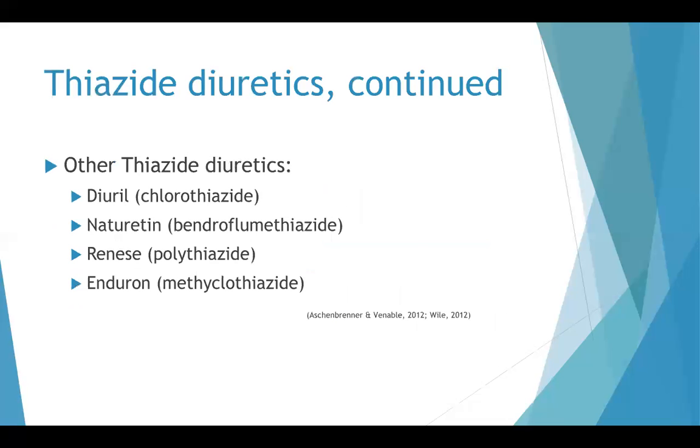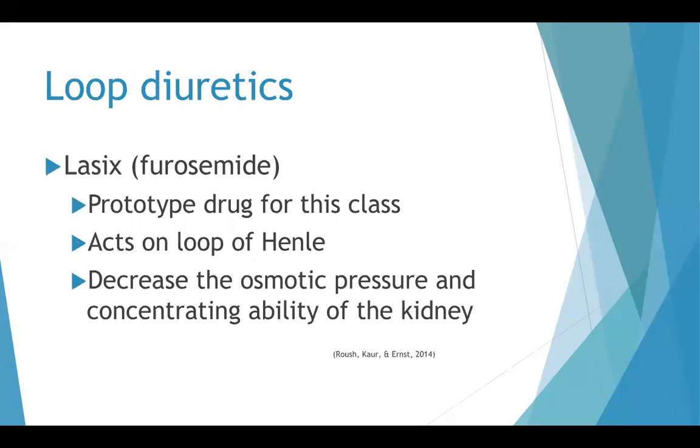So some other drugs that are part of this category: Diuril, Natrecor, Renese, and Enduron. And you see the difference there. The brand names are capitalized and the generic names of the drugs are not capitalized. And again, they're pregnancy category C drugs, not approved for children or breastfeeding mothers.